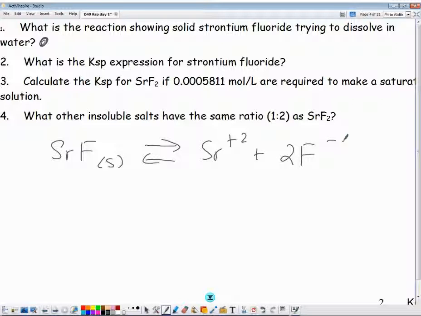Did we remember to put a coefficient of 2 in front of F minus? That's a good question. You don't have to answer out loud, but did we remember to put a 2 in front of F minus? Well, of course. It's not diatomic. It's because strontium has a +2 charge and fluoride has a -1 charge. So I need 2 fluorides to go with 1 strontium to make it balance out.